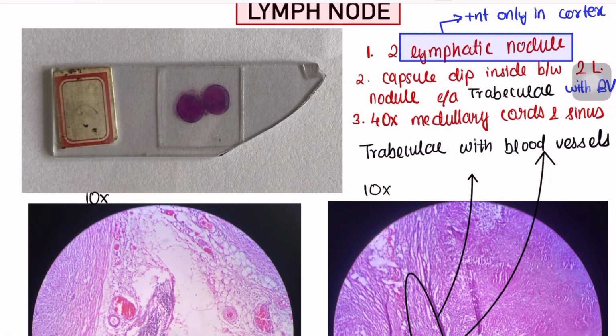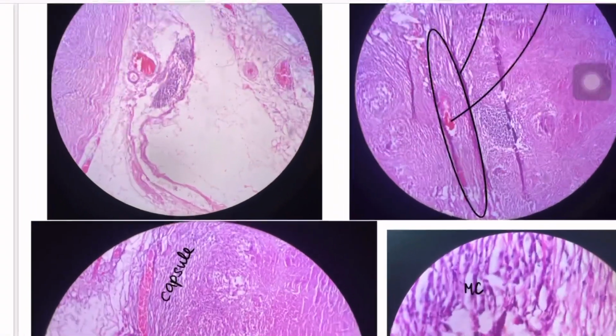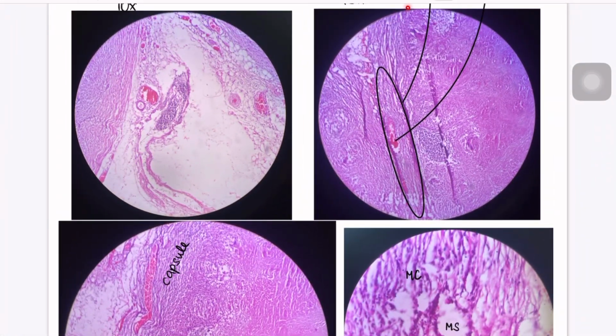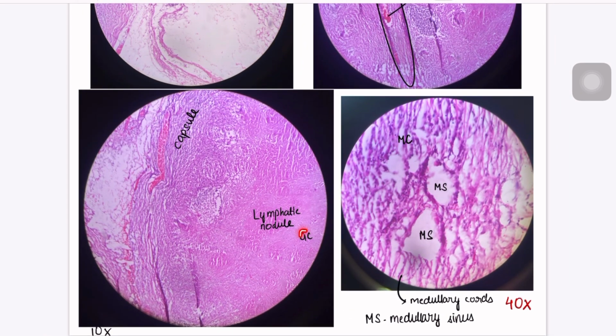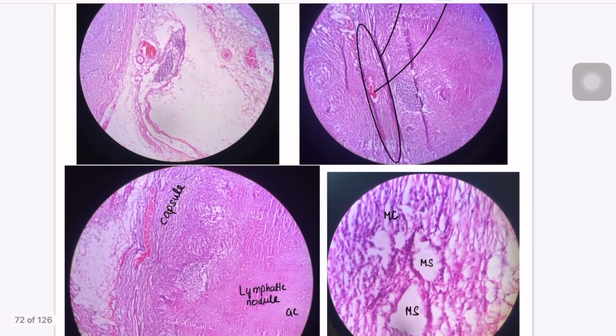This is the slide of a lymph node. We can clearly appreciate two lymphatic nodules here. When we focus it on 10x, we can clearly see that the capsule dips inside, taking along the blood vessels with it, and this is known as trabeculae. These are two different lymphatic nodules. Here also you can appreciate that this is the lightly stained germinal center and this is the darkly stained region, and the capsule is dipping inside.